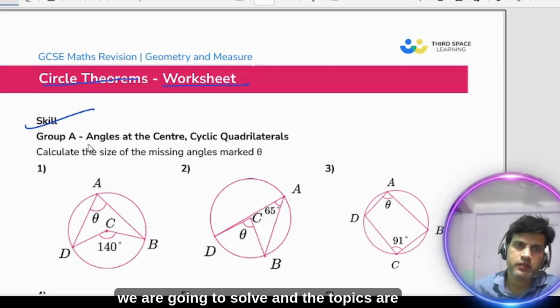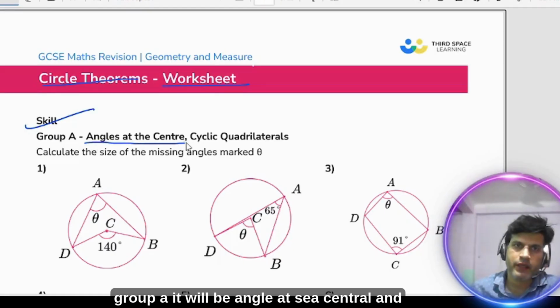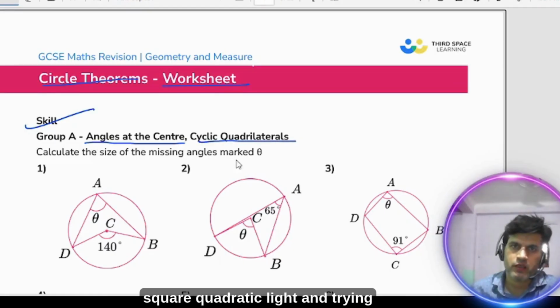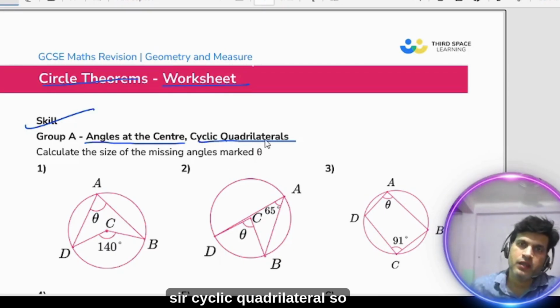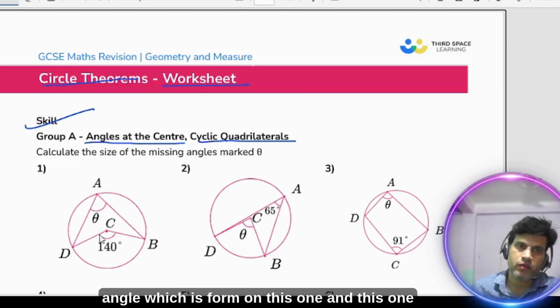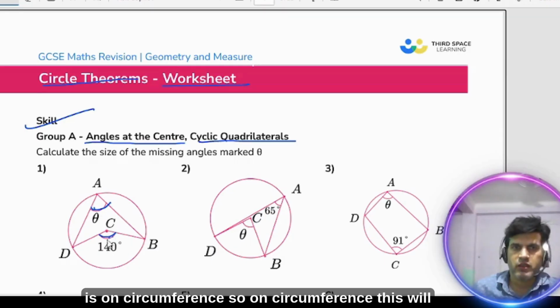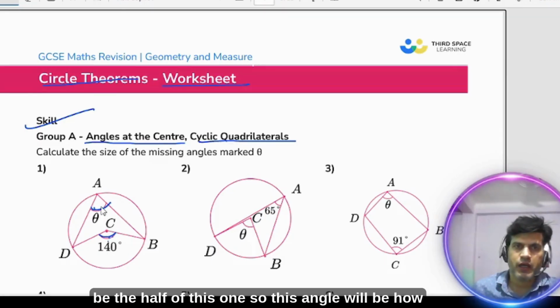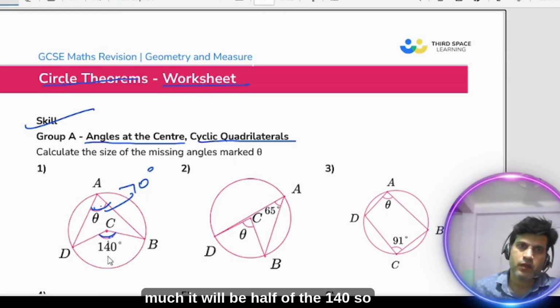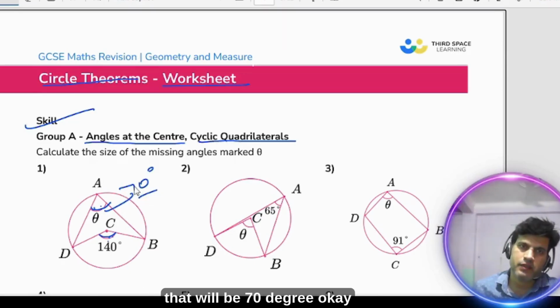And the topics are group A: angle at centre and cyclic quadrilateral. So, angle at centre: the angle which is formed on the centre and the angle on the circumference. On the circumference, this will be half of this one. So this angle will be how much? It will be half of 140, so that will be 70 degrees.